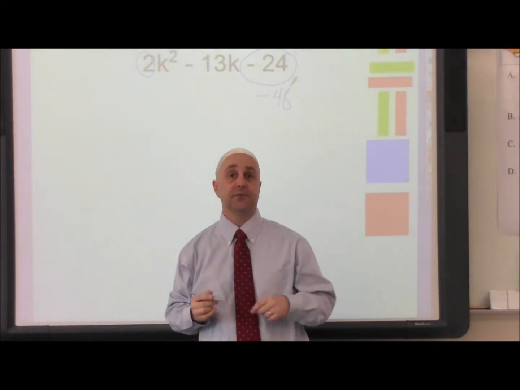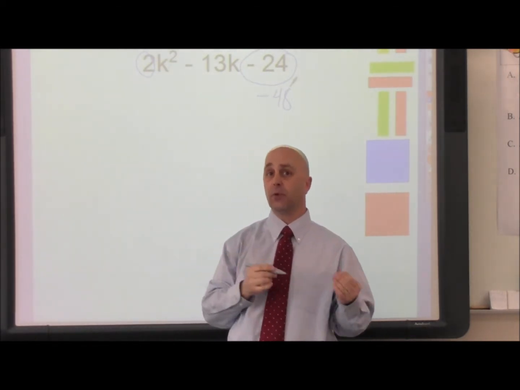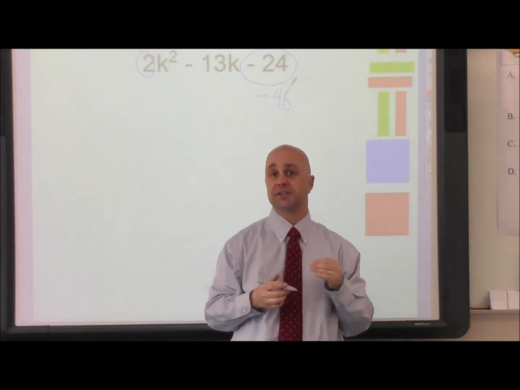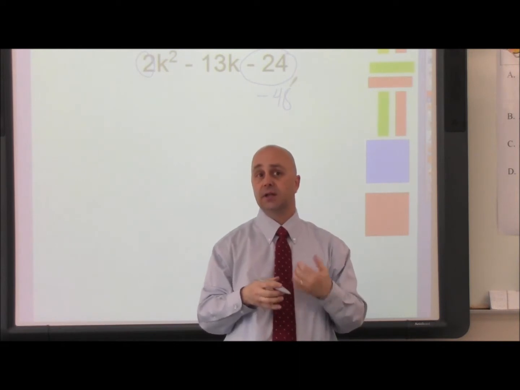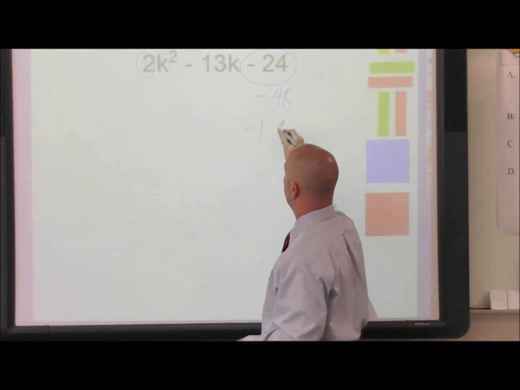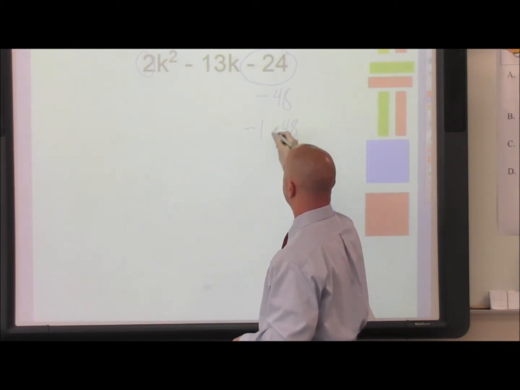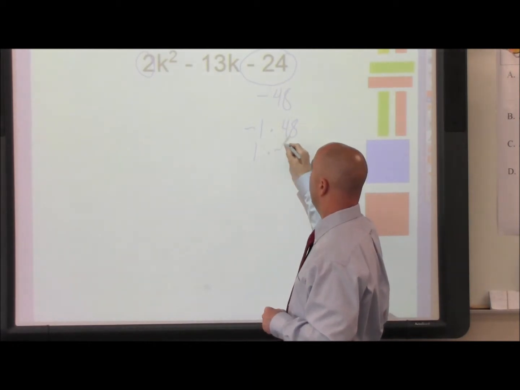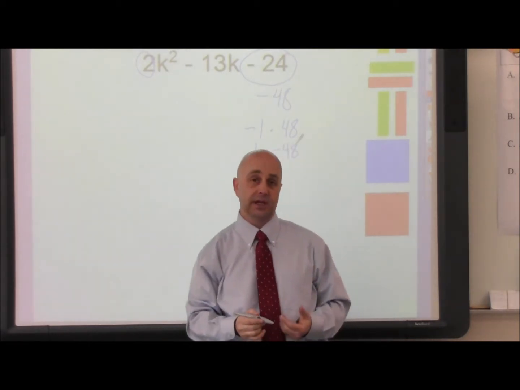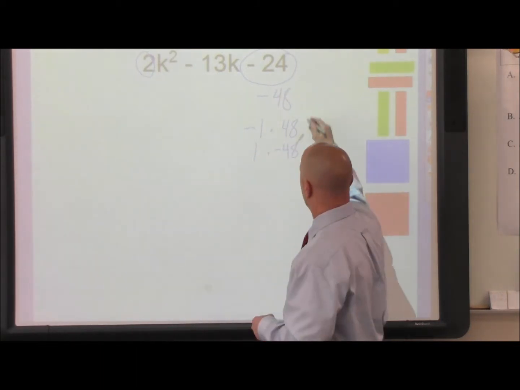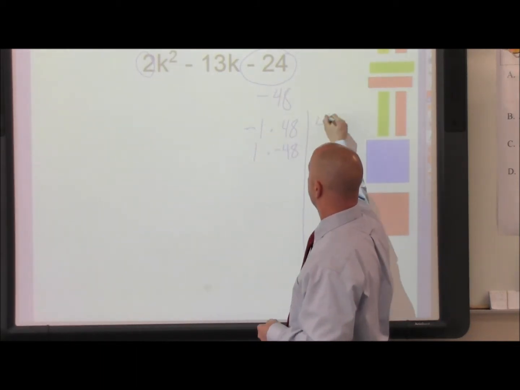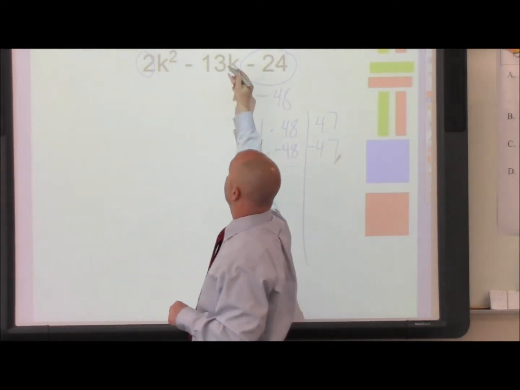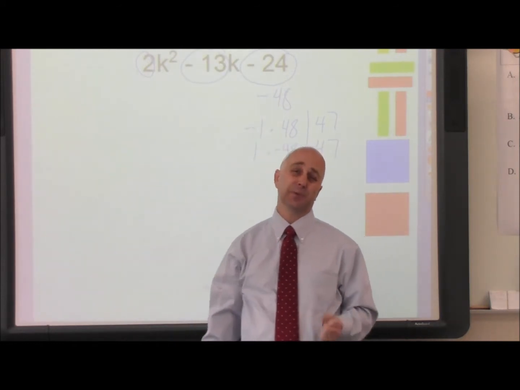And what I want to start doing is make some factors that make 48. Now, because it's negative, I'm going to have a lot more factors because a positive times a negative is a negative. And so, for example, if I take negative 1 and a positive 48, that gives me negative 48. But also, a positive 1 times a negative 48 gives me a negative 48. So I got two choices there. Then, of course, I want to find the sum. This one's going to be 47, this one's going to be negative 47. Neither one of those are what I'm looking for. I'm looking for something that adds to negative 13. So I'm going to keep going.